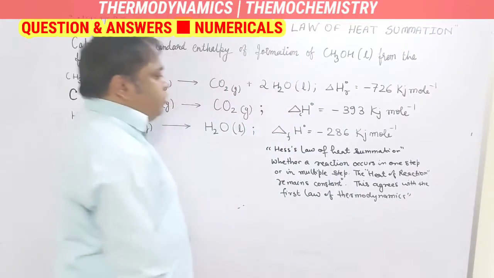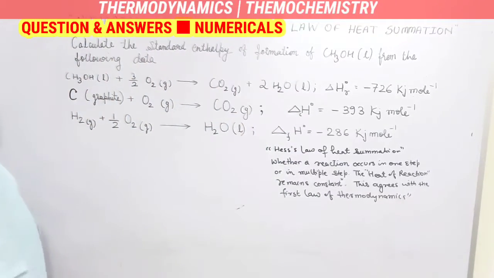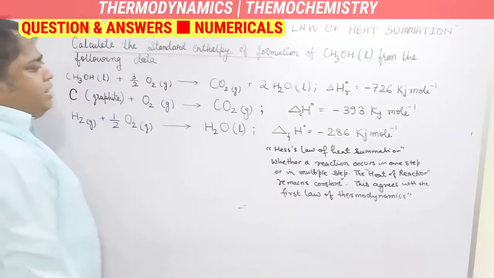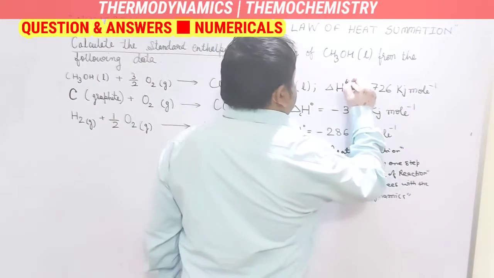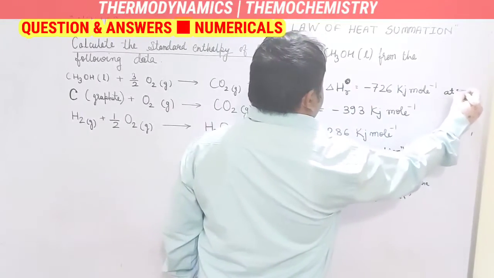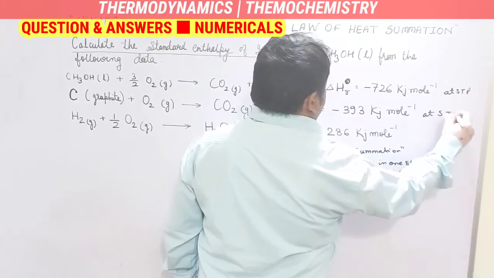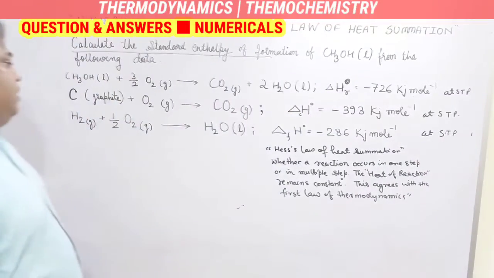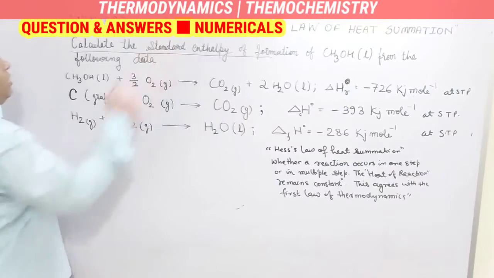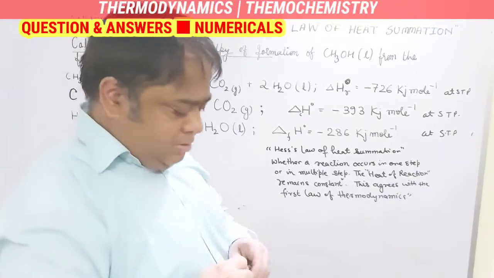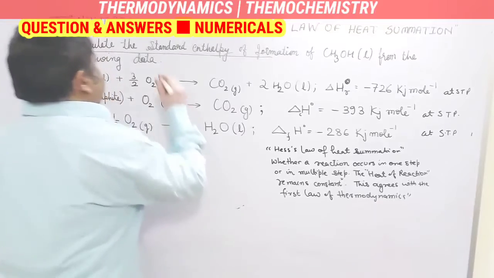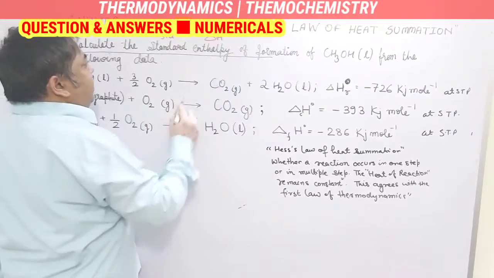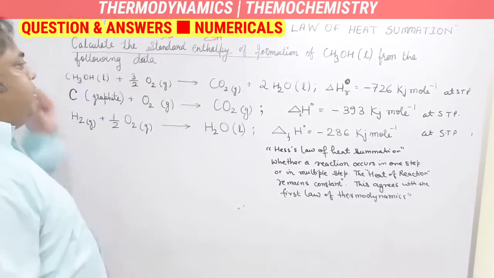This is Hess's law. Based on this, there is a numerical problem in which we have to calculate the standard enthalpy of formation. Standard means at STP, standard temperature and pressure. What is the meaning of enthalpy? Enthalpy means heat change. So standard means at standard temperature and pressure, and enthalpy means heat change. Standard we write by writing a naught sign at the superscript.